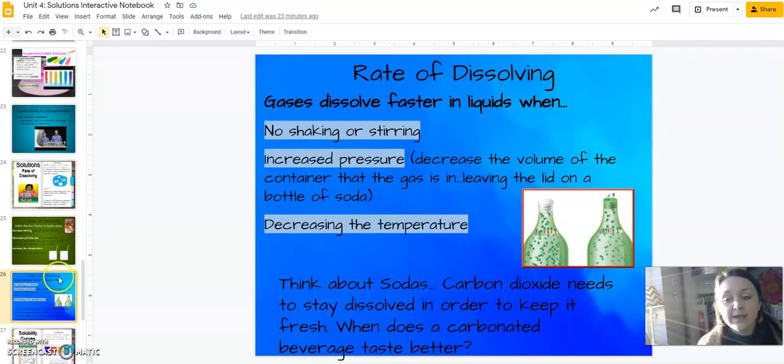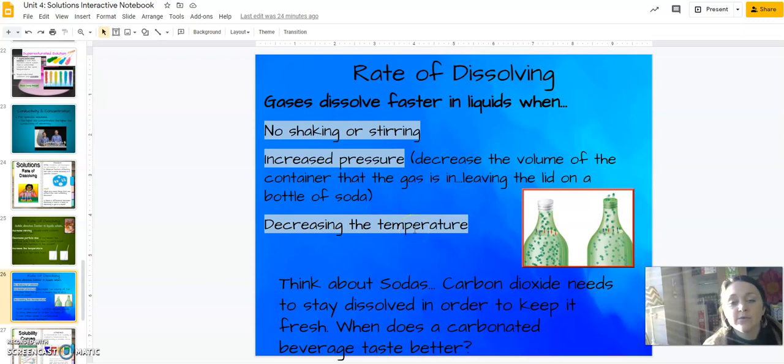Now, if we want to dissolve a gas in a liquid, it's going to be a little different. Think about a 2-liter Coke whenever you want to talk about a gas in a liquid. If we want the carbon dioxide inside of our 2-liter to stay dissolved, stay fresh, we don't want to shake or stir it. We want to keep the pressure high by keeping the cap on, because remember, it goes flat if you release the carbon dioxide bubbles. And we want to keep it cool, not hot.